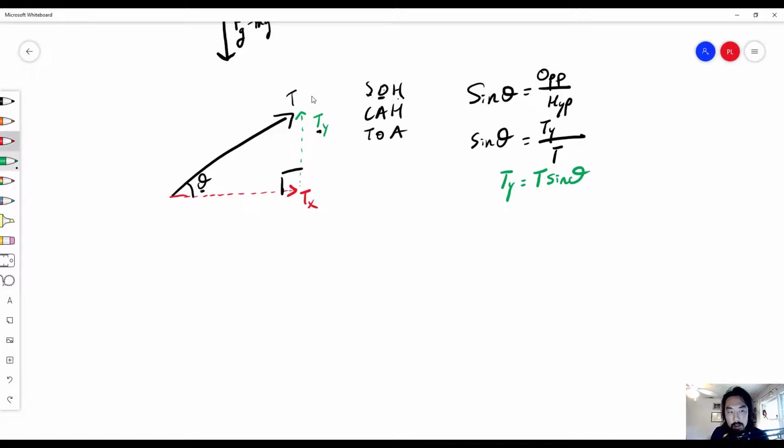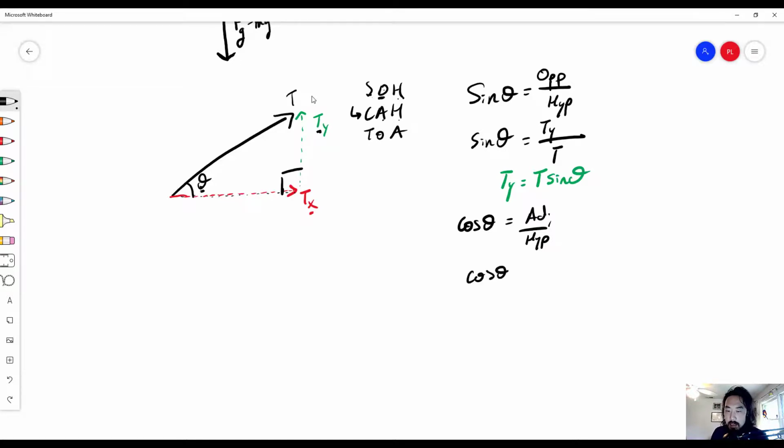Okay, and we can also do this for Tx. Now, if I take a look at the angle, according to the angle, this side of the triangle is adjacent to this angle. So we take a look here, and we see that the cosine trig function, cosine of theta, is equal to adjacent over the hypotenuse, okay, A divided by H.